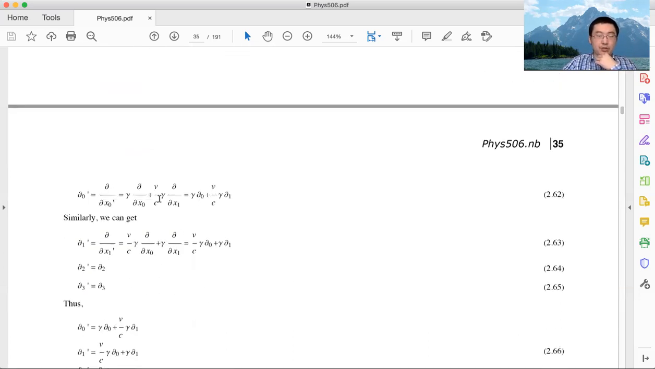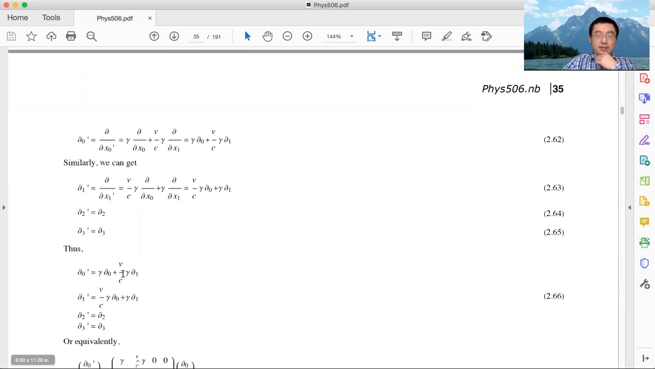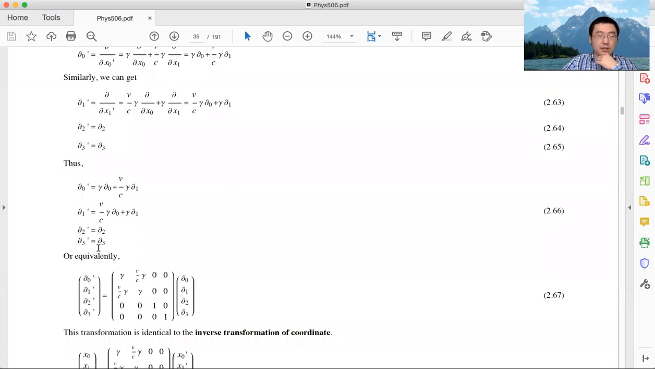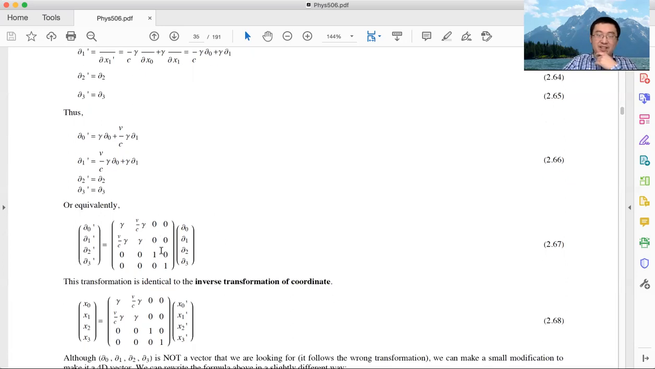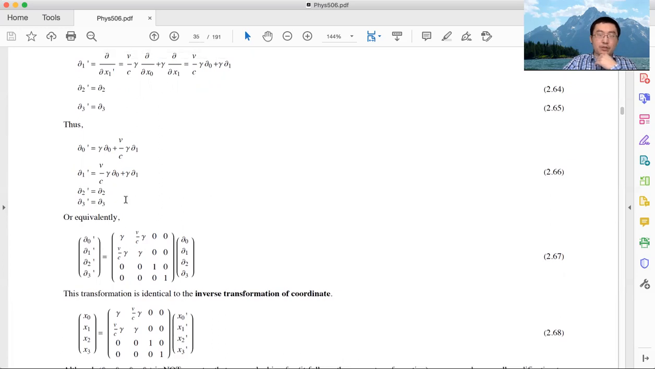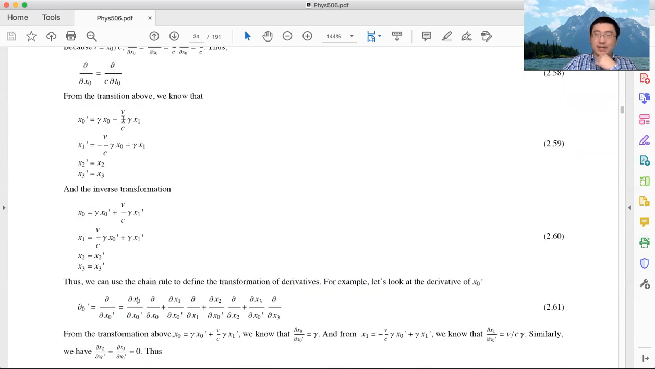By going through the chain rule, we can write down immediately that the partial derivative operator follows this transformation. This transformation can be written down in matrix form, similar to what we had before. I want to highlight that this matrix we find for the transformation of partial derivatives is actually not the Lorentz boost matrix, but the matrix of the inverse Lorentz boost, the inverse transformation. Remember, for the Lorentz transformation, as we showed here, it has a minus sign.